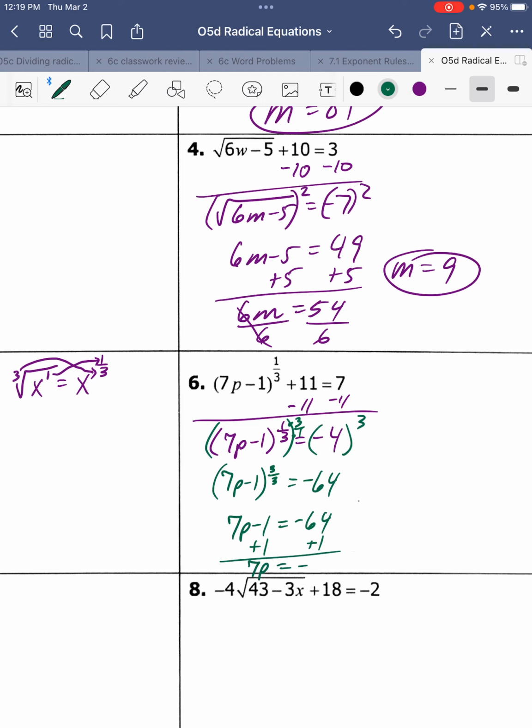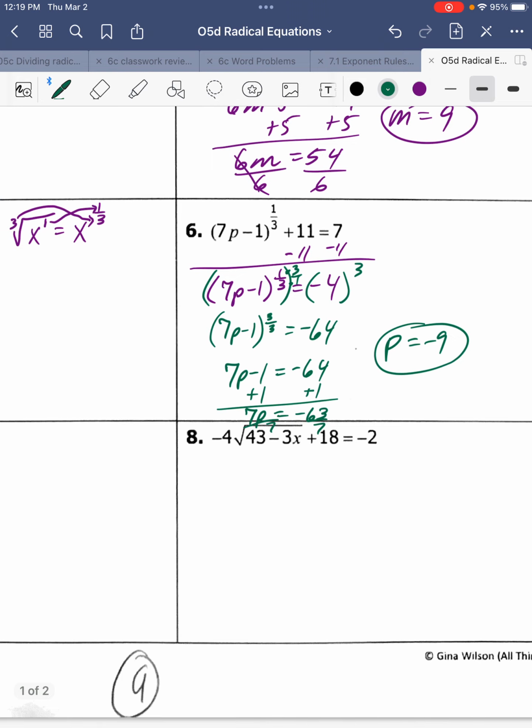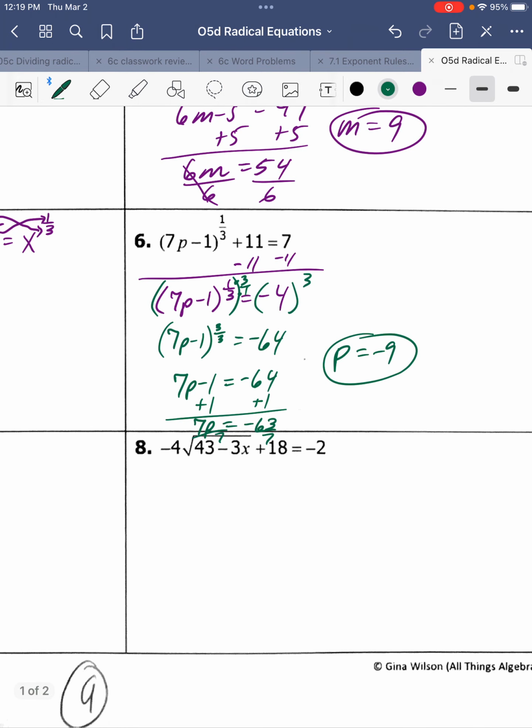And now we solve the remaining equation. 7p equals -63, divide by 7, we get p equals -9. Didn't have a quadratic anywhere in the problem, so we don't have to check for extraneous solutions.